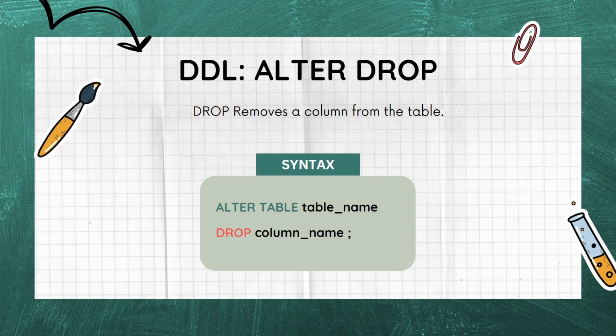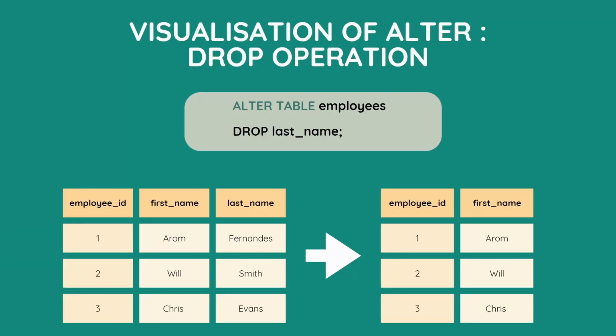To drop a column in SQL, you can use the alter table statement followed by the drop column clause. Here's the syntax: alter table, table name, the word drop, and then the column name, followed by a semicolon. Now, let's look at an example to understand it better. In this example, we have a table called employees with the following columns: employee ID, first name, and last name. Now, if you want to drop the last name column from this table, you can write this syntax: alter table, the table name that is employees, drop, and the column that you want to remove, that is last name. And then you can see that in the resultant table, the last name column is removed.